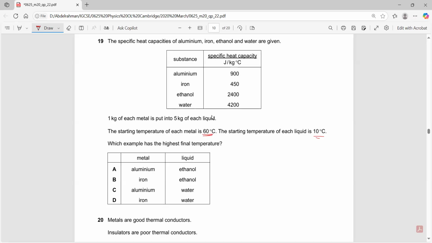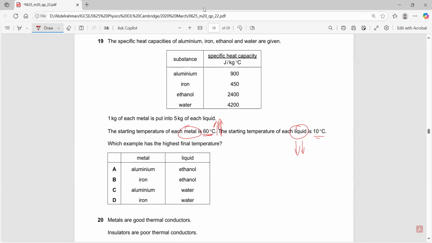So what should I do to the metal? I need to increase the specific heat capacity of the metal, and I need to decrease the specific heat capacity of the liquid, so that the liquid could gain energy quickly and the metal could lose energy as slowly, or as little, as possible. Again, you need to increase the specific heat capacity of the metal and decrease the specific heat capacity of the liquid.